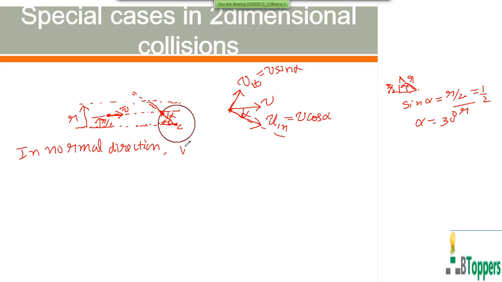That means the final velocity of the second particle in the normal direction is the same as the initial velocity of the first particle in the normal direction, which is equal to v cos alpha. The final velocity of the first particle in the normal direction is the same as the initial velocity of the second particle in the normal direction. The second particle is the sphere, which is initially at rest. So after the collision, the velocity of the first particle in the normal direction becomes 0, but the velocity in the tangential direction remains the same.